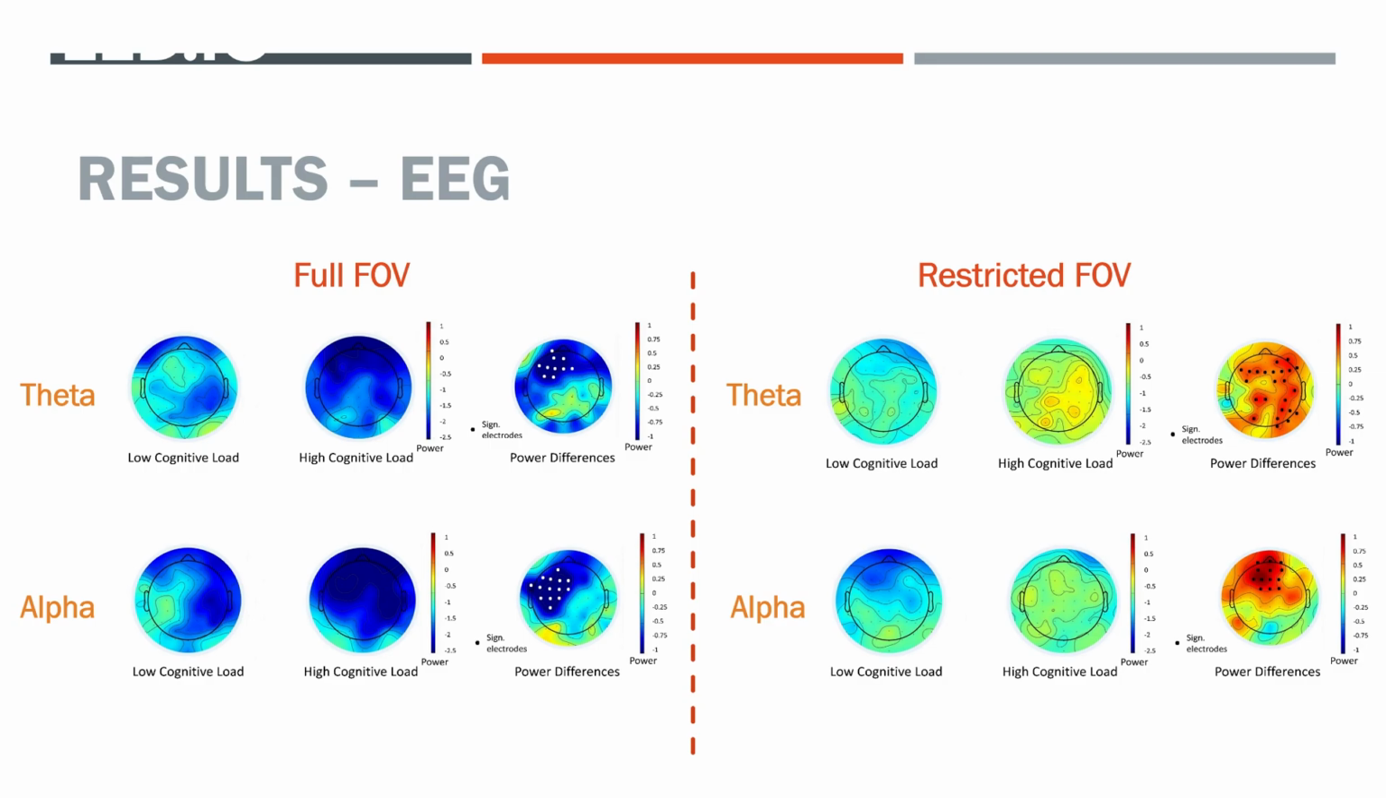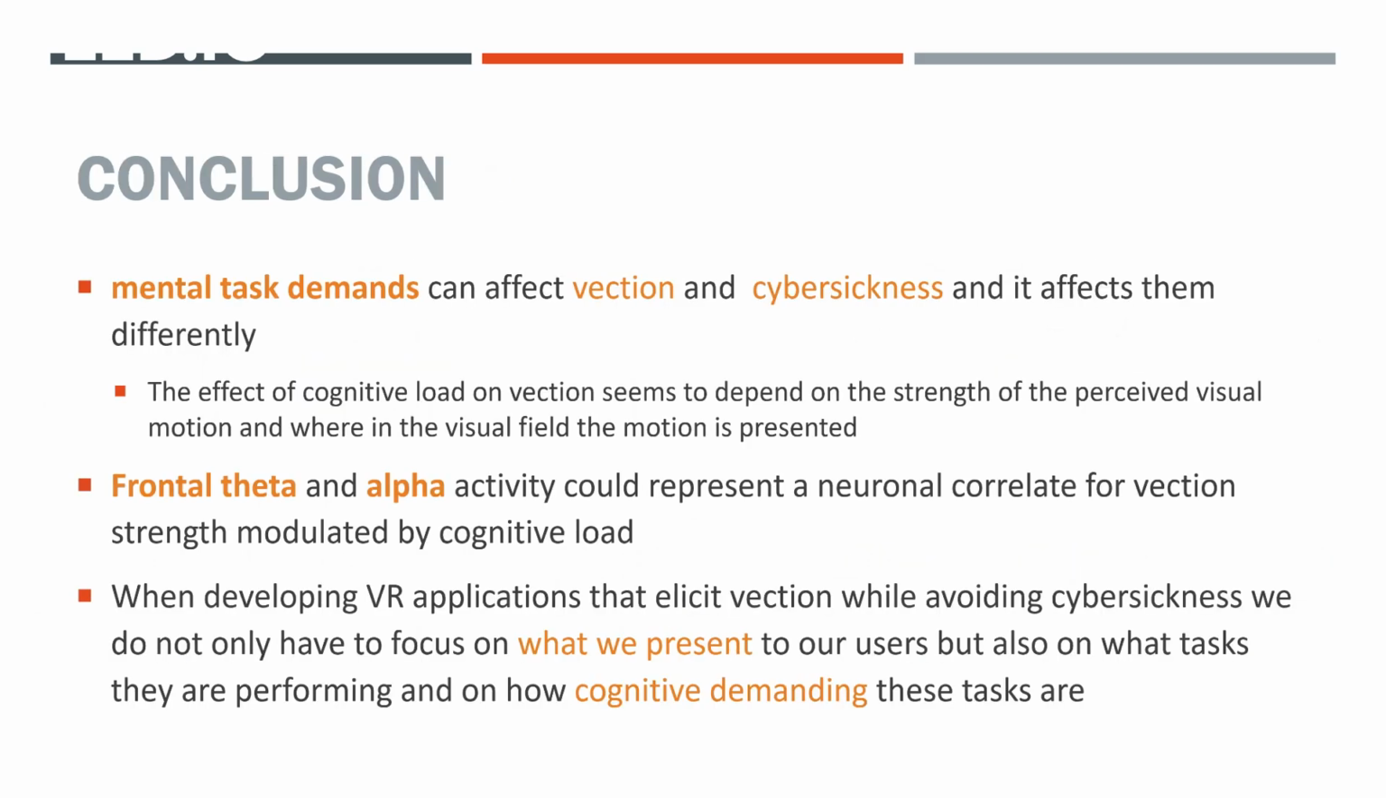So in conclusion, our study found that mental task load can affect vection and cybersickness, and it affects them differently. The effect of cognitive load on vection seems to also depend on the strength of the perceived visual motion and where in the visual field this motion is presented. Also, frontal theta and alpha activity could represent a neurocorrelate for vection magnitude that is modulated by cognitive load. Therefore, when developing a VR application that is eliciting vection while avoiding cybersickness, we do not only have to focus on what we present to our users, but also on what tasks they are performing and how cognitively demanding these tasks are.